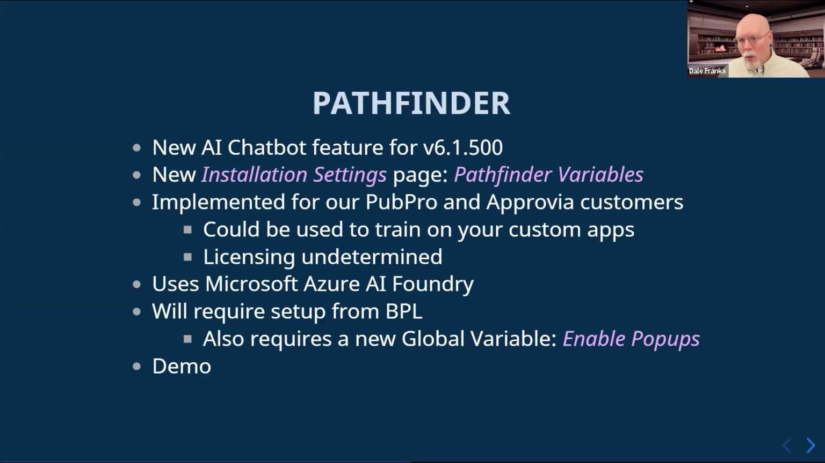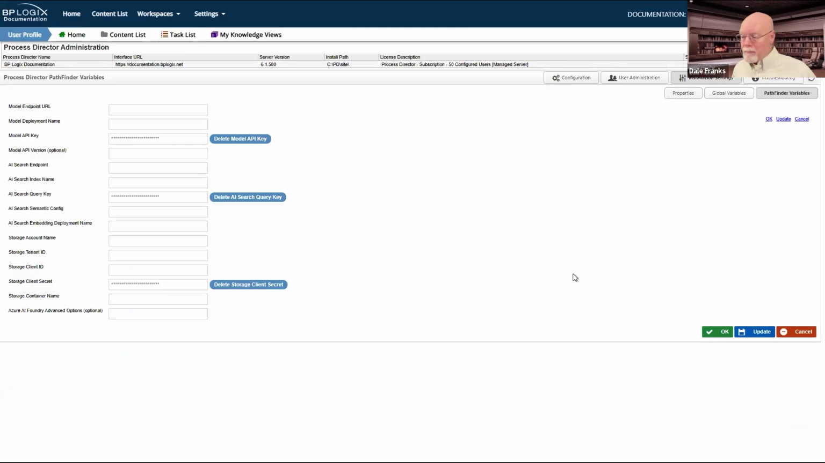How the licensing is going to work for this, we have not determined yet. My presumption, although I may be wrong, is that it will probably be a separately licensed component, because setting up all of the Pathfinder variables that we have here, especially if you're a cloud customer, is going to be required to run through our Azure AI Foundry, and we're going to have to do the training. So there's going to be a significant amount of setup that has to be done to incorporate it into your installation. So I don't know how we're going to fund that, and I don't know what the licensing model is going to look like for that.